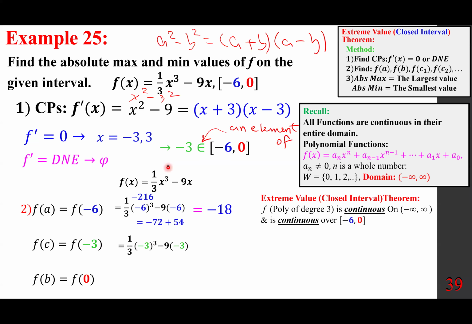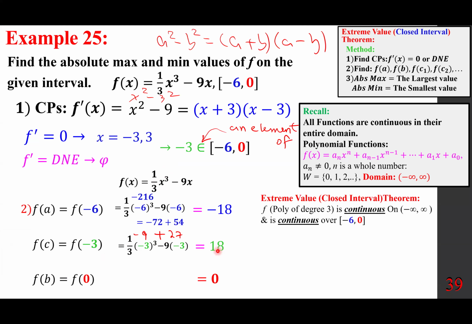Plug in negative 3, cube it, negative 27. Negative 27 divided by 3, negative 9, plus 27 is 18. I hope you see if you plug in 0, you get 0.